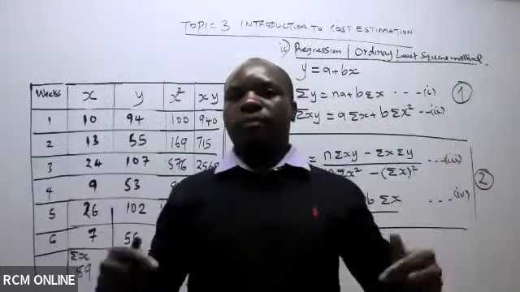Good. So I want us to move forward and apply this method to get the value of B. So can we get the value of B? The formula says that B is equal to N, which is 6, multiplied by summation of XY, which is 7737, minus summation of X times summation of Y.